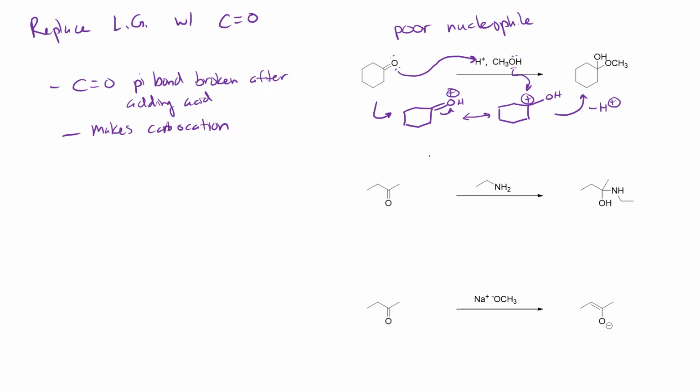So the same things are happening. So now we have a good nucleophile. What's going to happen here? Our good nucleophile is going to add to our carbonyl. It's going to add to the carbon of the carbonyl because we're going to break that CO pi bond. And we're going to push those electrons toward the oxygen.